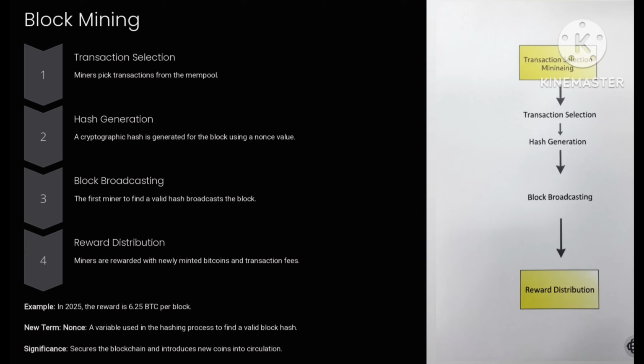2. They then try to generate a valid hash for the block by varying the nonce, a random number used during hashing. 3. The first miner to find a valid hash broadcasts the block to the network, earning a reward in Bitcoin, currently 6.25 BTC. An important term here is the nonce. It's a number miners adjust repeatedly until they find a hash that meets the required difficulty level. Think of it as a guessing game where miners keep tweaking the nonce to win. Mining not only introduces new coins into circulation but also ensures the network is secure and decentralized.